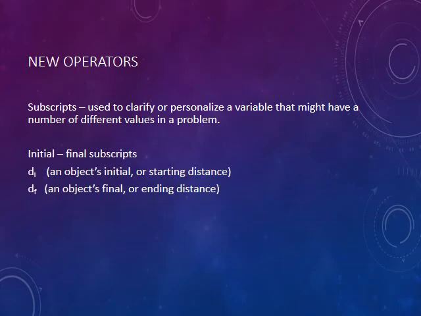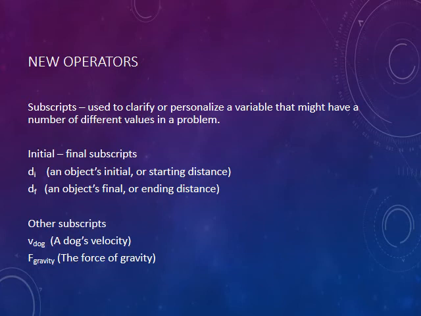So for example, we will often use these initial and final subscripts. If we're talking about a moving object, you might say it starts at 6 miles away and it ends at 4 miles away. Well, they're both distances, but if we just write d equals 6 and d equals 4, we might get confused about what those d's mean. So instead, we're going to have this little d with a little i, a subscript i, and that tells me we're talking about an initial distance, or d with a little f, and that tells me we're talking about a final distance.